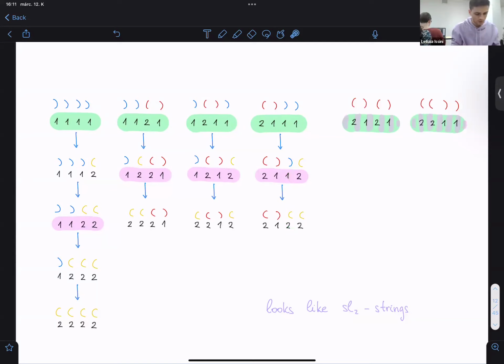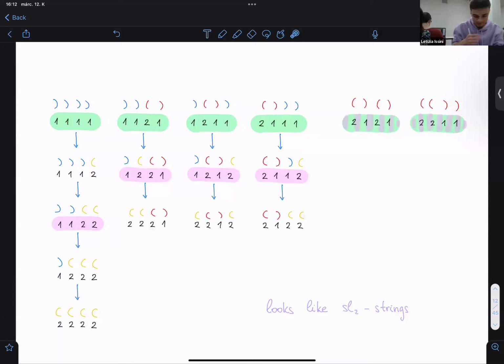And also, Yamanouchi words are exactly the ones without any orange brackets, because if we have an unbracketed 2, then by definition, we can't have an unbracketed 1 to the right side of it. So if we cut this word here, then the number of 2s will be larger than the number of 1s, which would violate the condition of the Yamanouchi word.